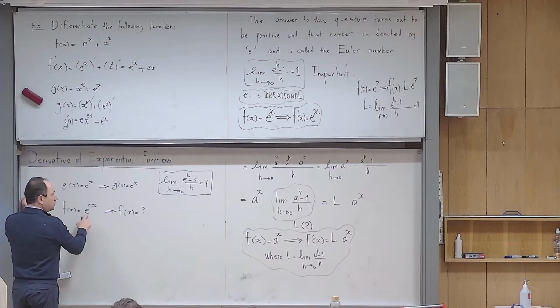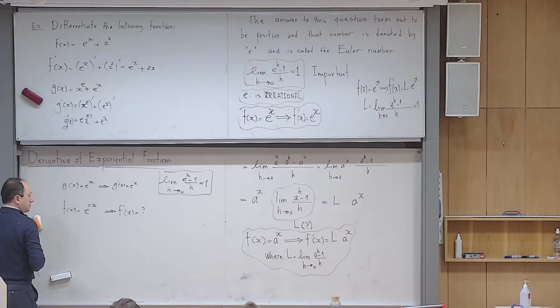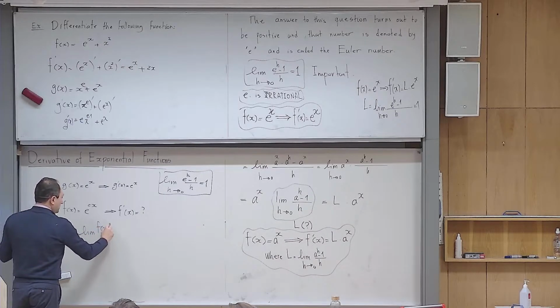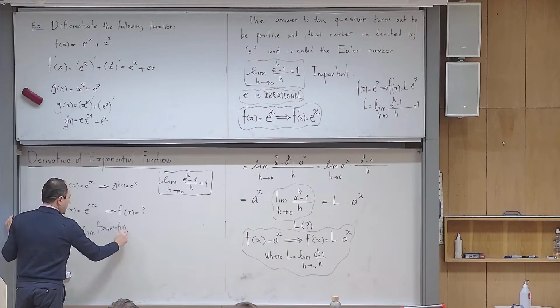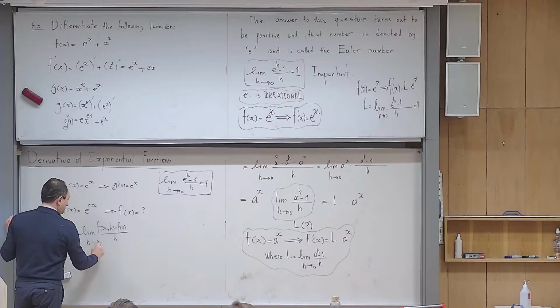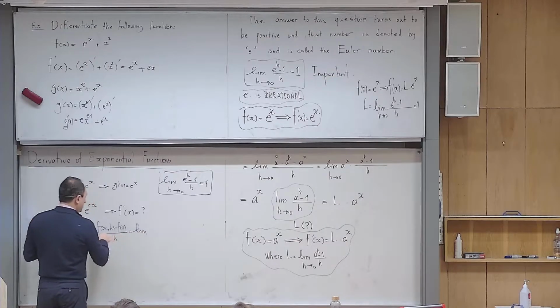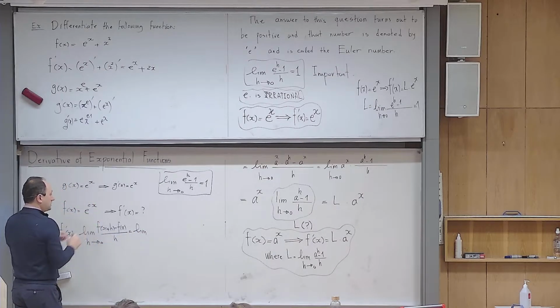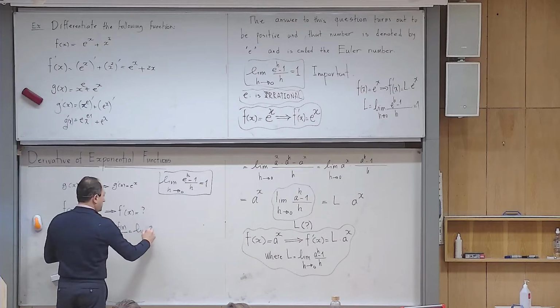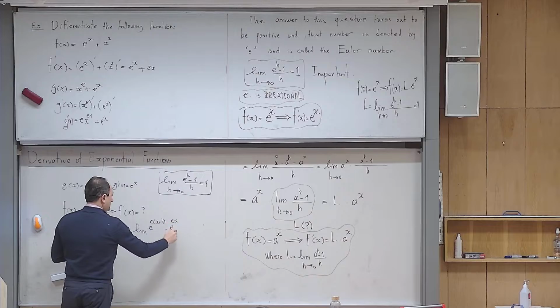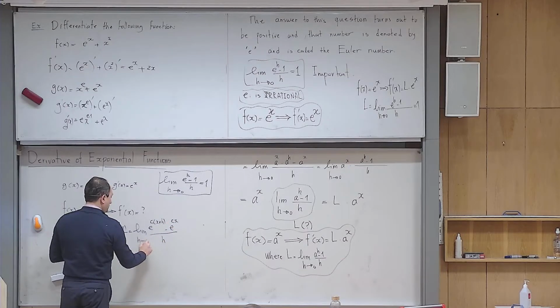Okay, this is a new function. What I want to do, I have to do the calculation again. So f'(x) is equal to the limit of f(x plus h) minus f(x) divided by h as h goes to 0. Yes? But what is the first part? f(x plus h), I replace x with x plus h. So this becomes e to the power c(x plus h) minus e to the power cx, divided by h as h goes to 0.